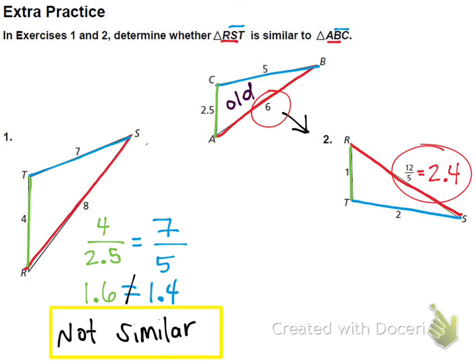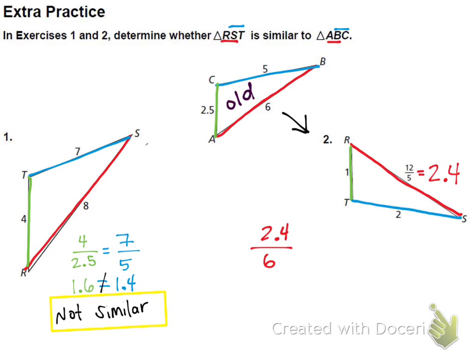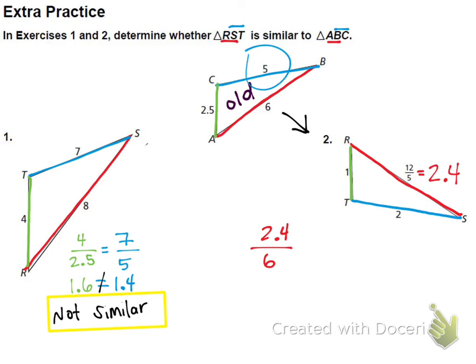So which number would go in the numerator, 6 or 2.4? 2.4. You want the new one? 2.4 over 6. All right, pick another two sides. 2 and 5. So which one would go in the numerator? 2.